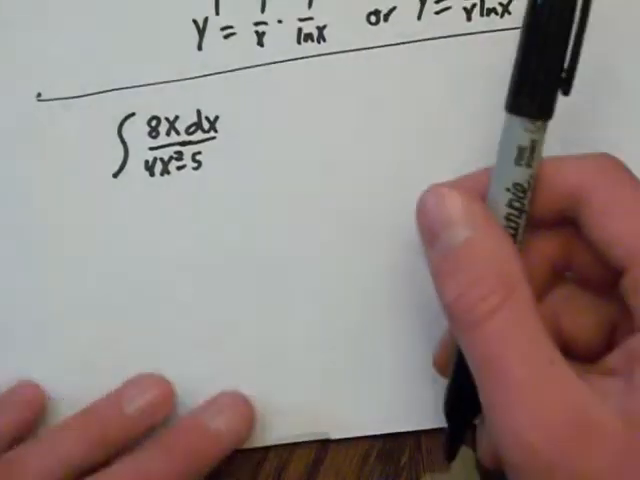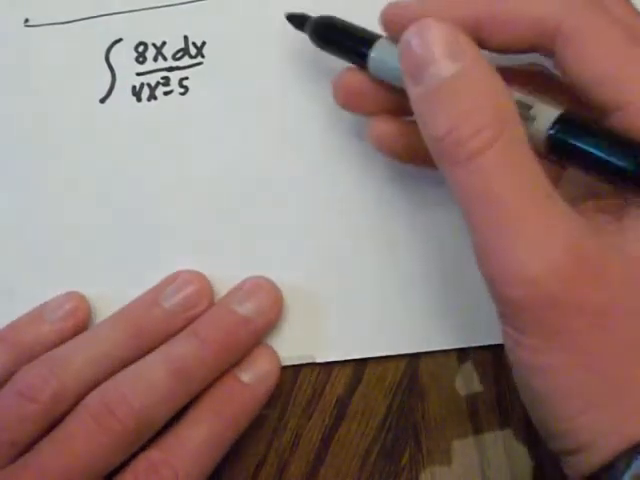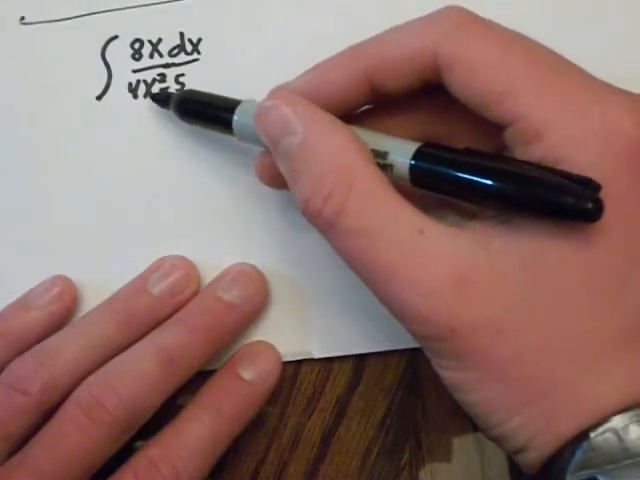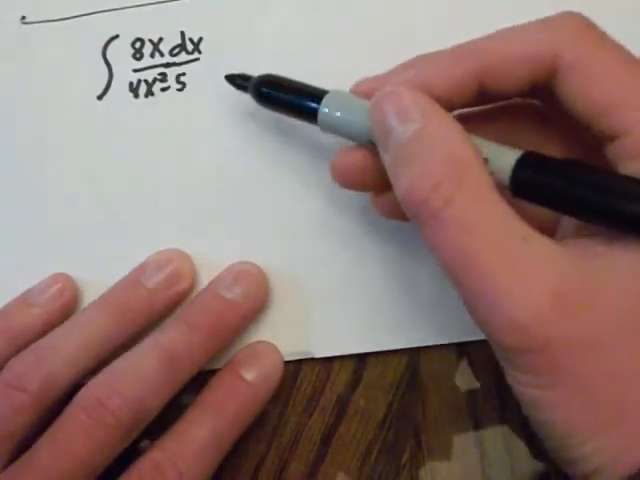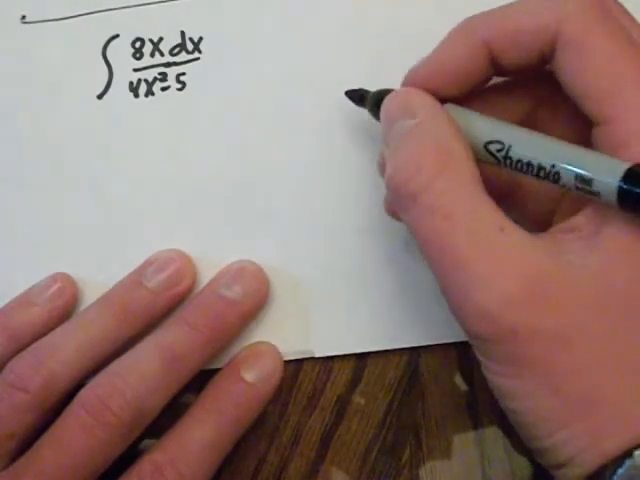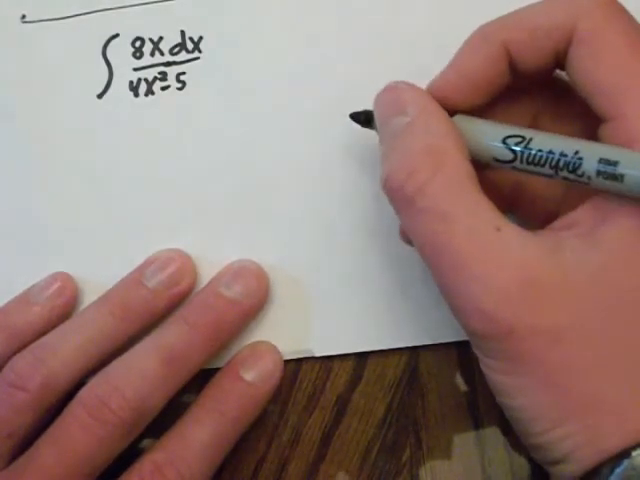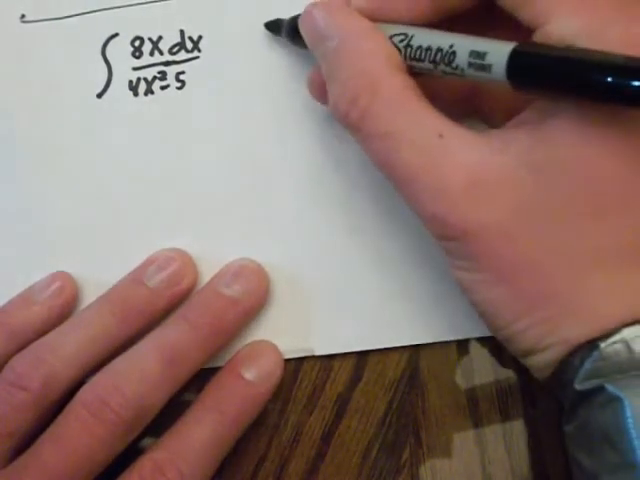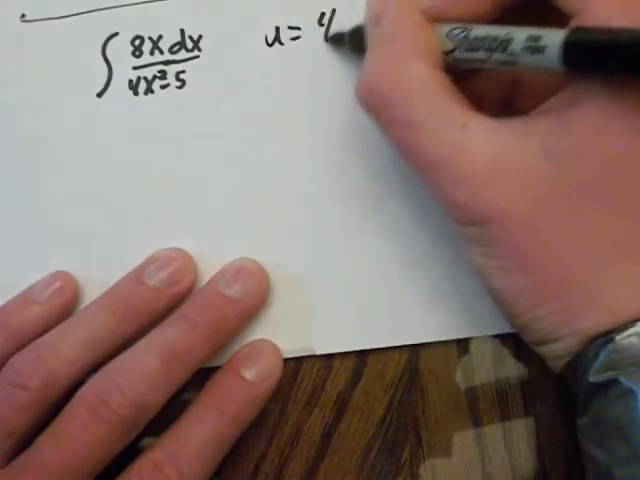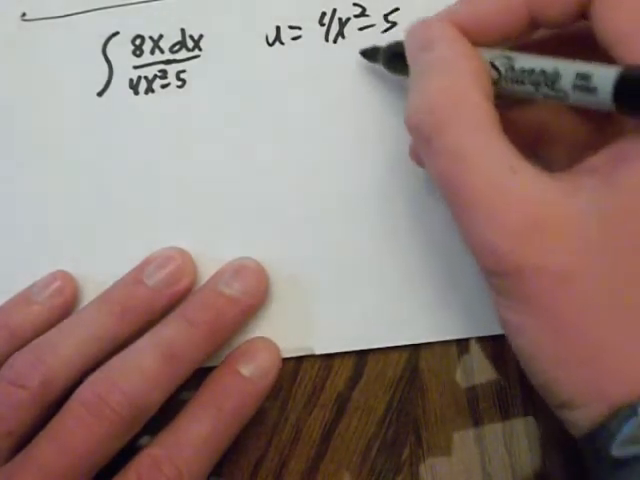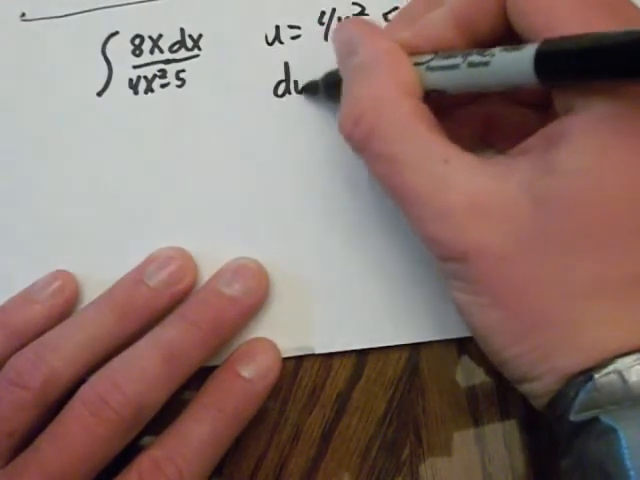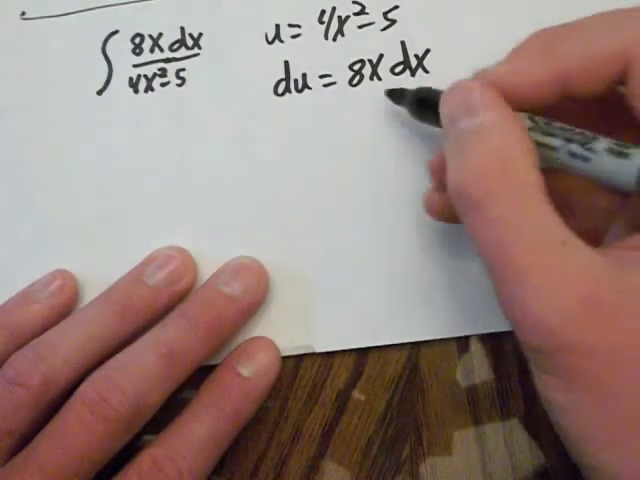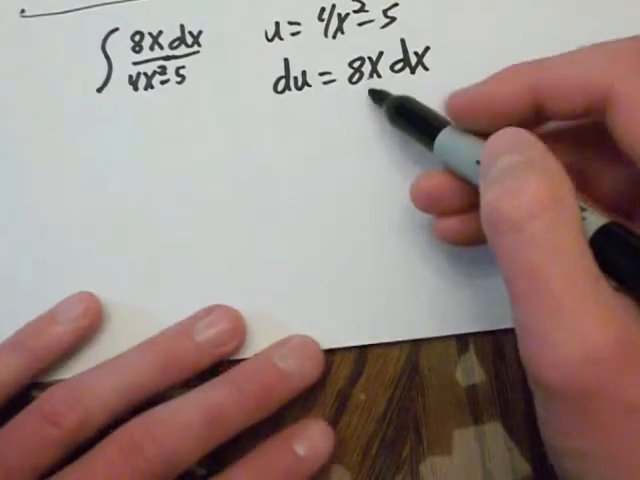Moving on to the last and final and complete example, we have the integral of 8x dx divided by 4x squared minus 5. Now this is an integral, so I do not see any common patterns here and cannot do this by myself, as powerful as I may be. So I will use a u substitution. I'm going to let u equal 4x squared minus 5. Therefore, our derivative will give us du equals 8x dx. And look at that. We have an 8x dx.